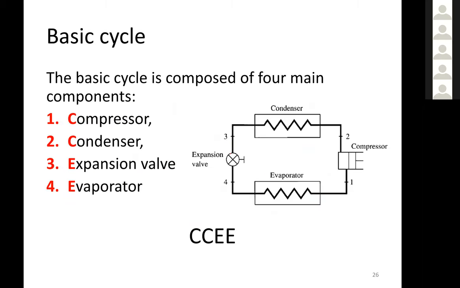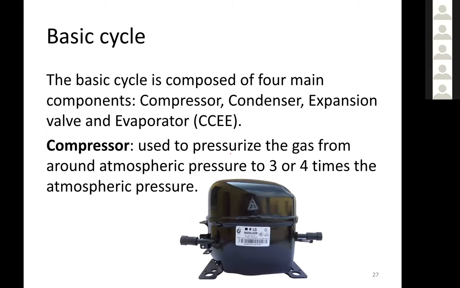This is a schematic of the cycle, and we have the four components: the compressor, the condenser, the expansion valve, and the evaporator. I don't want to repeat myself going through this. We have the compressor used to pressurize the gas from around atmospheric pressure to 3 to 4 times the atmospheric pressure. Why do I need to do this? Because I need to complete the cycle. Always imagine the nitrogen gas cylinder: we start from pressurized liquid nitrogen, we release it to the atmosphere, we perform cooling, then we pressurize it and bring it back again to the cylinder. The way to pressurize it is by using the compressor.